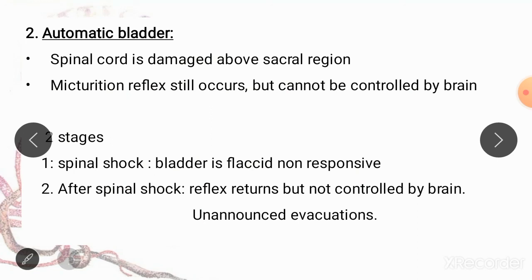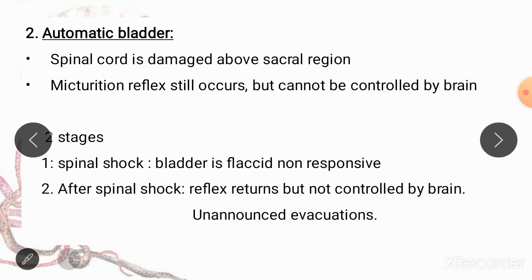ठीक है, there is no control of pons and the cerebral cortex, और ब्रेन ये कंट्रोल नहीं कर रहा होता कि क्या सोशली एक्सेप्टेबल है ब्लैडर को इस टाइम पे इवैक्यूएट करना. तो ब्लैडर जब ये कंट्रोल ख़त्म हो जाता है ब्लैडर के ऊपर से, तो मिक्चुरेशन रिफ्लेक्स खुद जो है कंट्रोल करता है एम्प्टिंग ऑफ द ब्लैडर, and there is no involvement of the brain, जिसकी वजह से अनअनाउंस्ड इवैक्यूएशंस हो जाती हैं, अनअनाउंस्ड मिक्चुरेशन हो जाती है, even at the times which are not socially acceptable. So this is the automatic bladder.